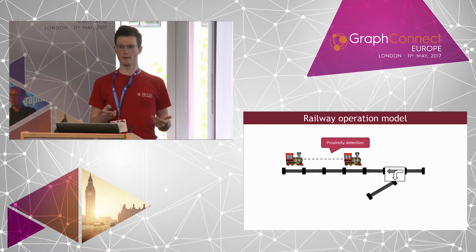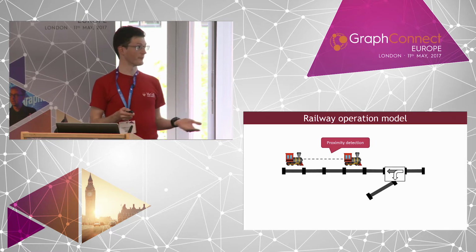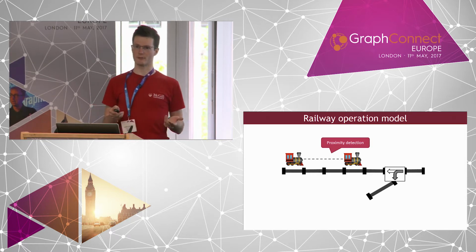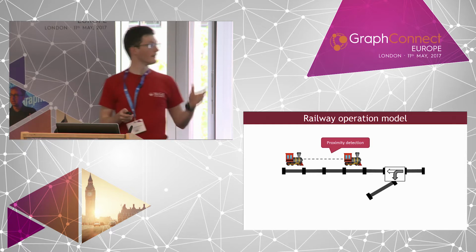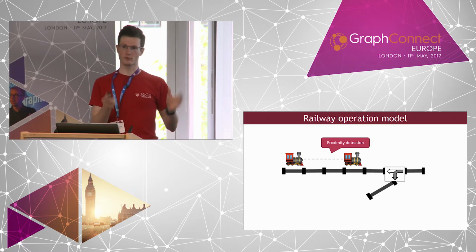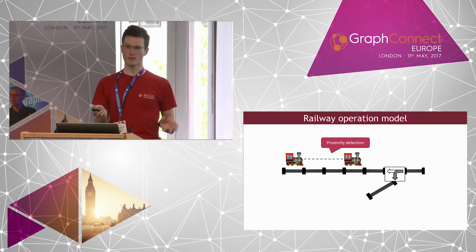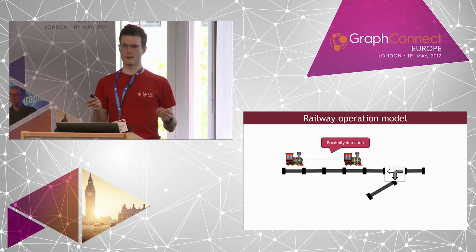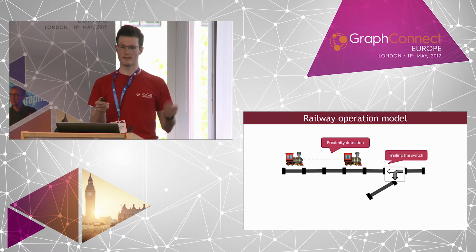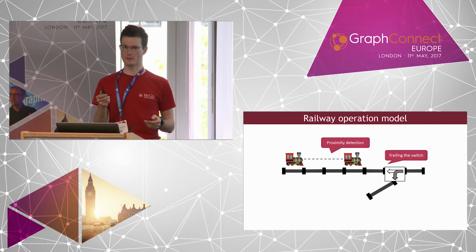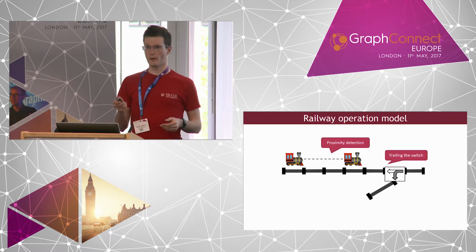The switches may be in a straight or diverging position, and there is a very interesting constraint in railway modeling: if you have a switch which is in a diverging position, you cannot go from the opposite direction at full speed because that might damage the switch. This is called trailing the switch, which is very expensive, and we would like to avoid that as well. So, how do we begin this?